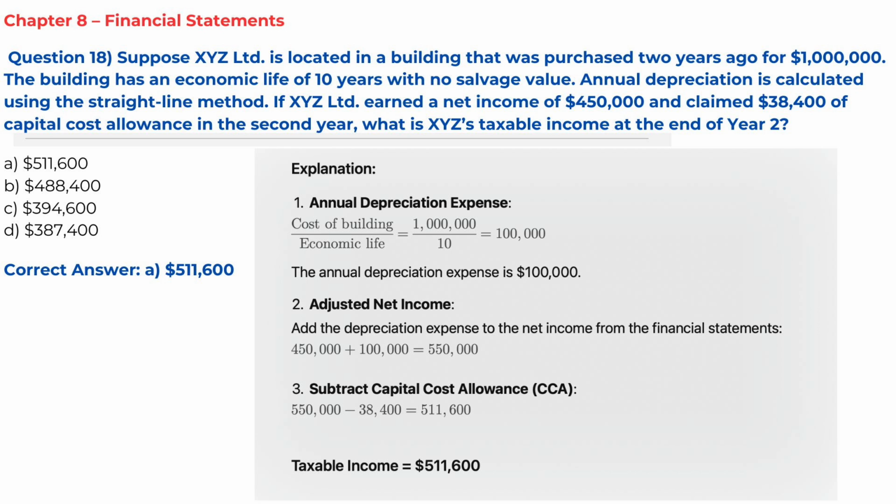$511,600. Explanation. Step 1. We need to find the annual depreciation expense. Since the building cost $1 million and it has an economic life of 10 years, we use the straight line method to figure out how much depreciation applies each year. So we do: annual depreciation expense equals cost of building divided by economic life, which is 1 million divided by 10. That equals 100,000.